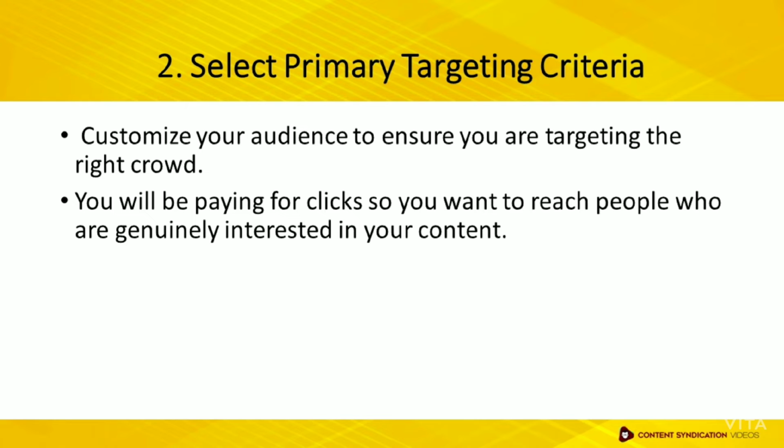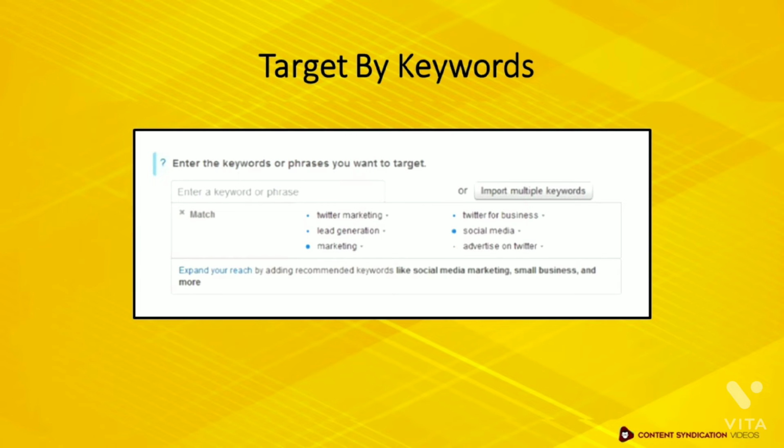The second step is to select your primary targeting criteria. This step is to customize your audience to ensure you are targeting the right crowd. Remember, you will be paying for clicks, therefore you would want your message to reach people who are genuinely interested in your content. You can target your campaign by interest or followers as well as keywords. I recommend you target by keywords.